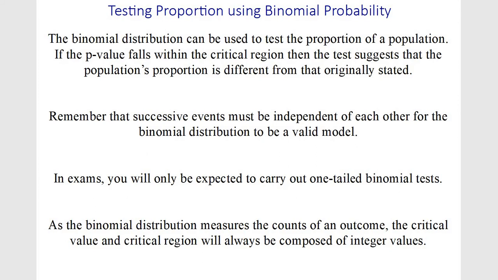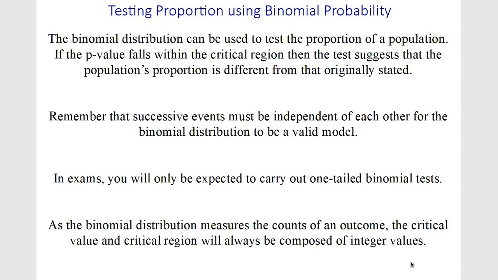All right, so now we're going to use binomial probability. Remember binomial, you just have those two outcomes. So here, if the p-value falls within the critical region, then the test suggests that the population's proportion is different than the one stated, than the original. Some things you want to remember: successive events must be independent of each other for binomial. You'll only be expected to carry out the one-tailed test, and remember that it measures the counts of an outcome. So how many times something happens, okay?